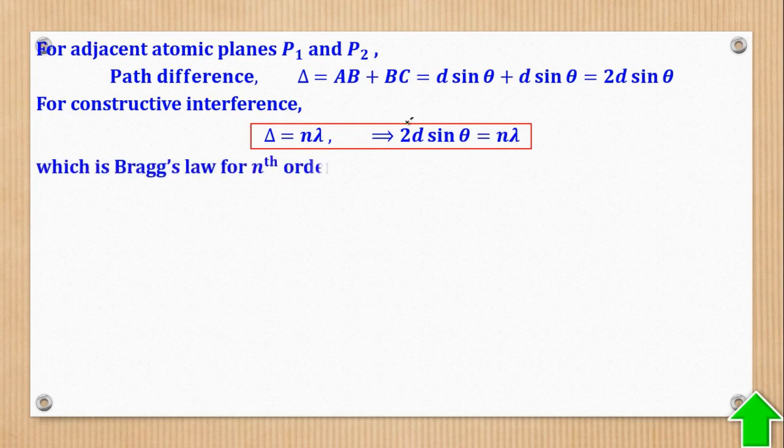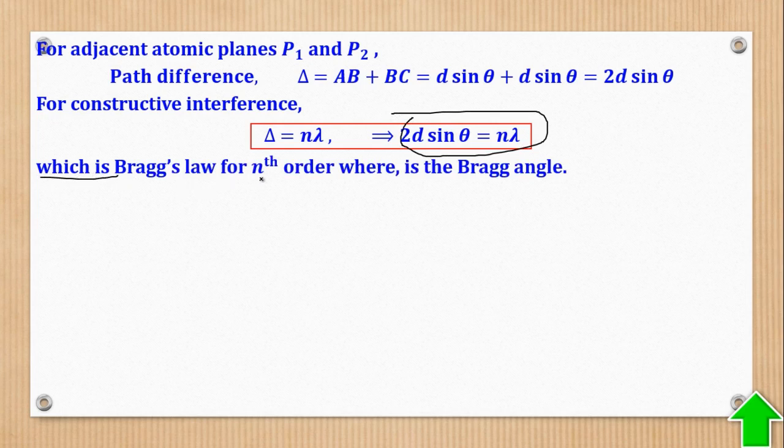So this formula is very vital and we have to remember it. So we shall look at a number of questions for you to easily memorize it. So this is Bragg's law for nth order, and theta is the Bragg's angle. Here a theta was missing. Theta is Bragg's angle, lambda is the wavelength, d is the separation of the planes, and n is the order of diffraction.